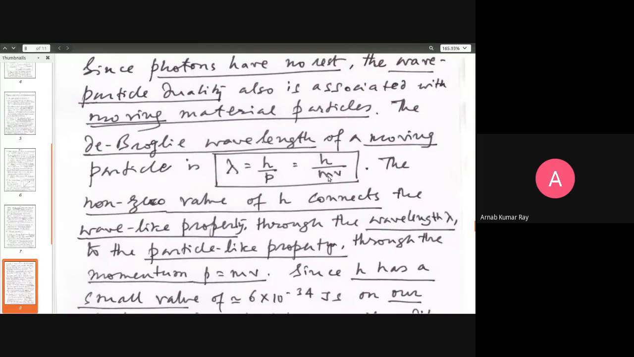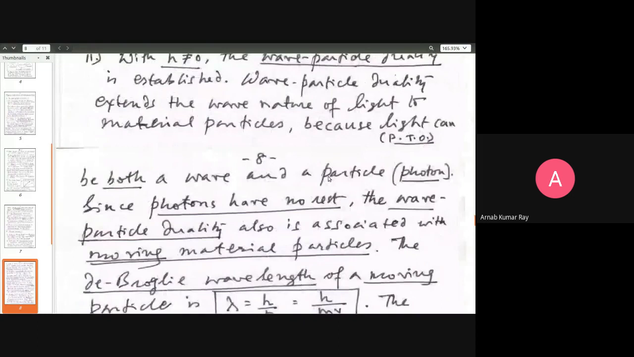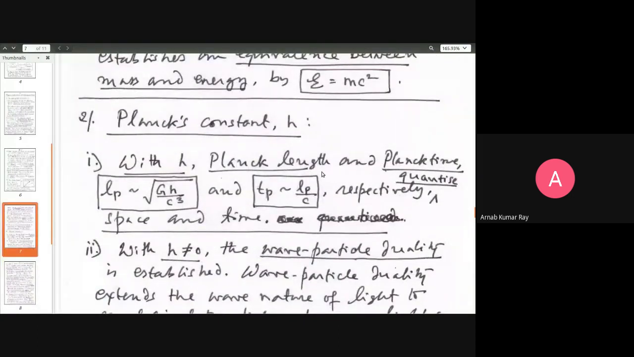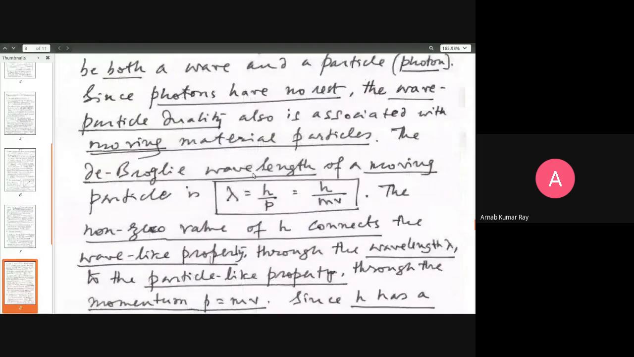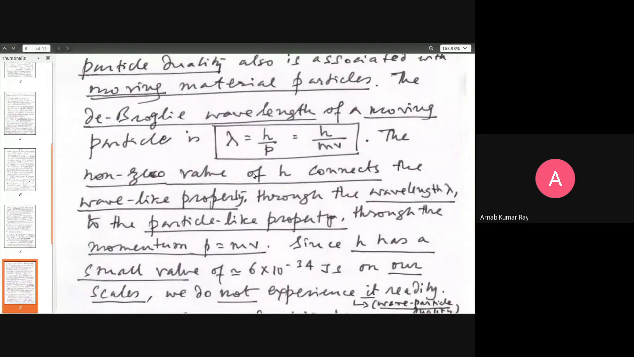Right. Now you follow this point extremely carefully. What is the role of h? As I said, it has probably set up a quantum of space and time. That was the first implication, number one. Number two, it is connecting wave-like behavior of material particles, of matter, with their particle-like behavior. If you look at the right-hand side of this formula, lambda is equal to h by p. What is p? P is momentum. A momentum is something that you attribute with material particles.